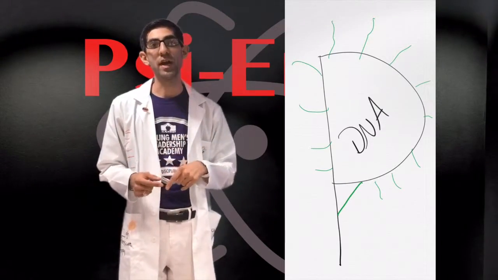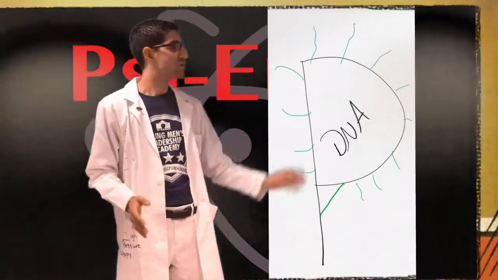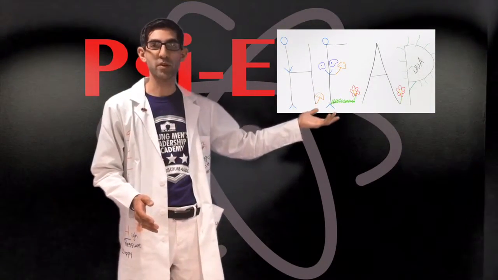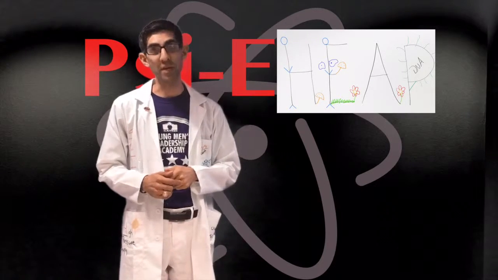So now let's take a look at HEAP altogether. So as you can see here, we have the H for heterotroph, E for eukaryote, A for autotroph, and finally P for prokaryote.